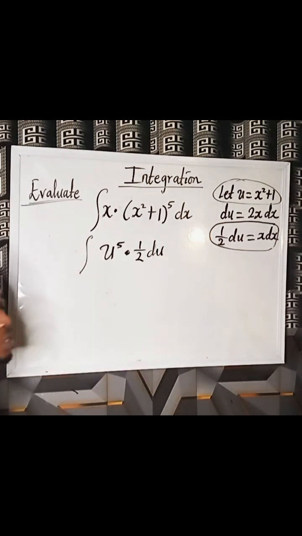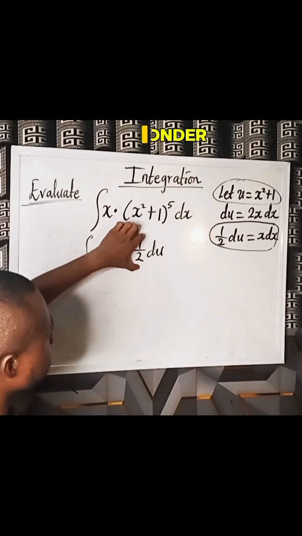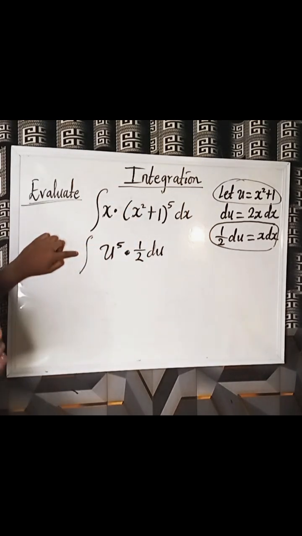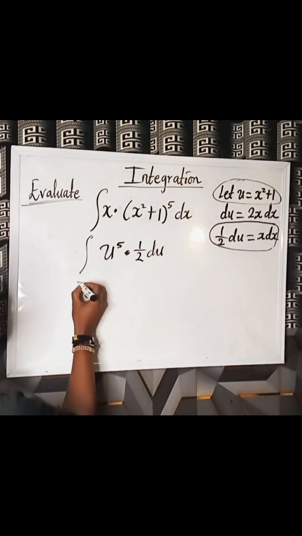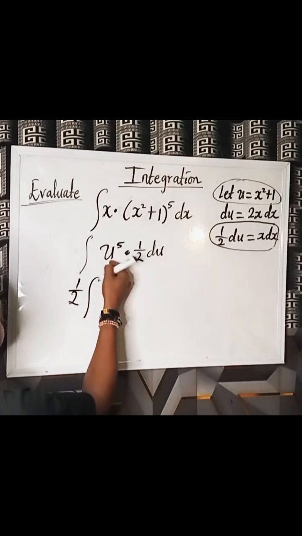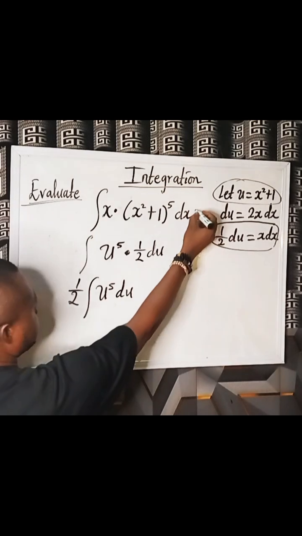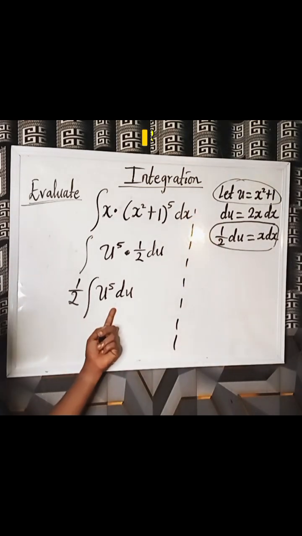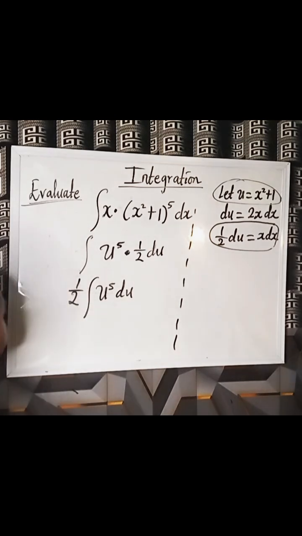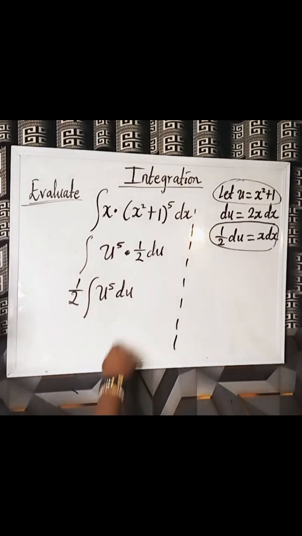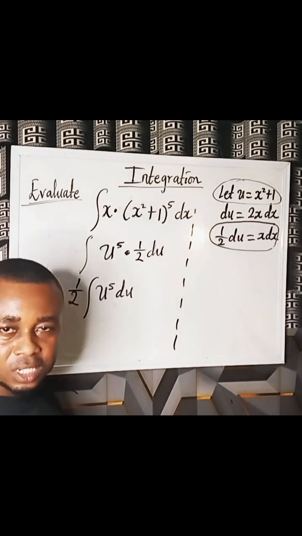Then we need to proceed. Whenever we have something of this nature, we need to bring the constant out in front of the integral symbol, its coefficient. So in other words, I'll be having half the integral of u raised to power 5 du. So you can see what we have come to achieve. To proceed, we need to think of how we can integrate this. This has aligned the way we can easily integrate it.